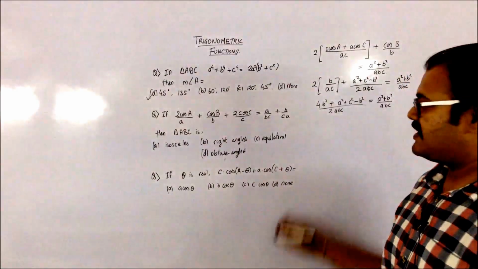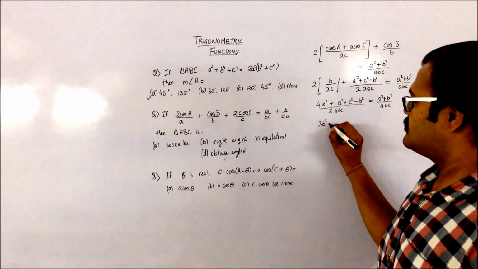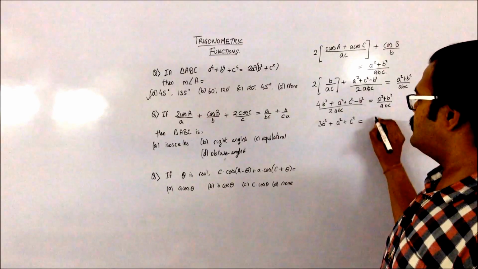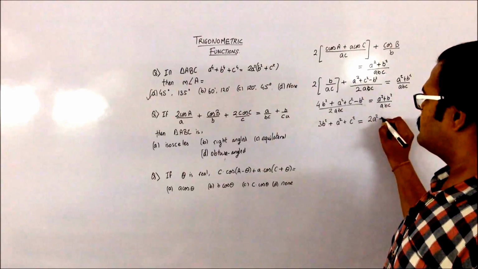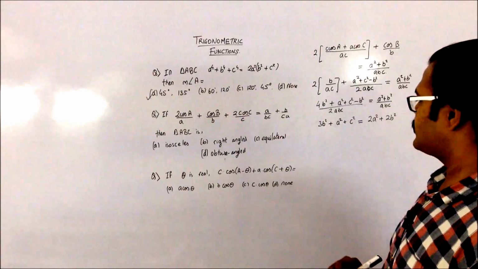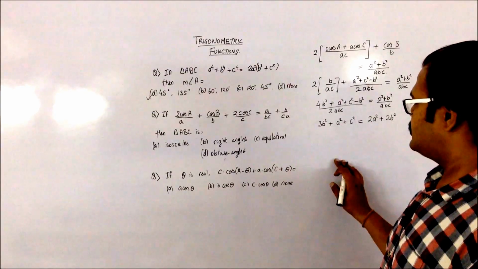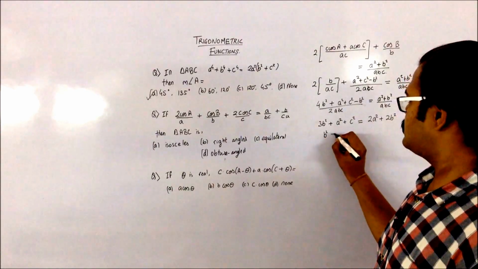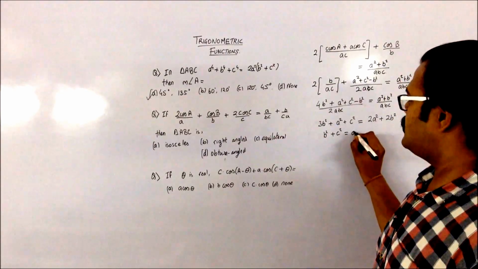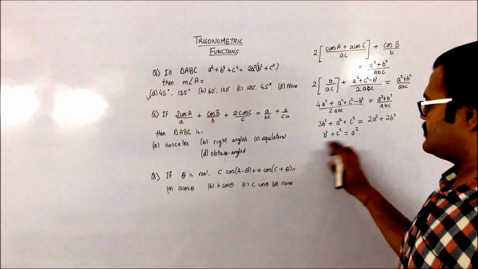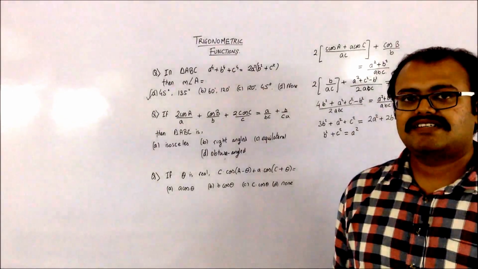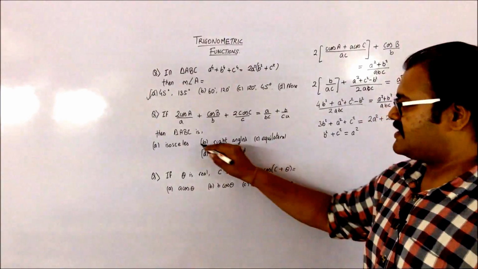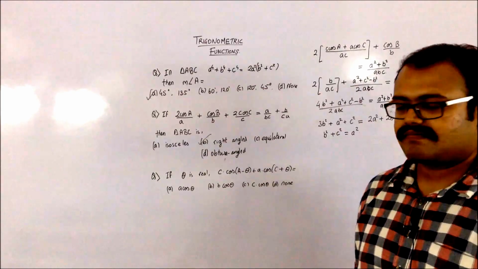So after solving, I'll be having the term as 3B square plus A square plus C square will be equal to twice of A square plus twice of B square. So the A goes that side, the 2B square goes this side. So I'll be having B square plus C square is equal to A square. So what you can see is this particular relation is for a right angle triangle because it is a Pythagoras theorem. So it's basically going to be a right angle triangle.